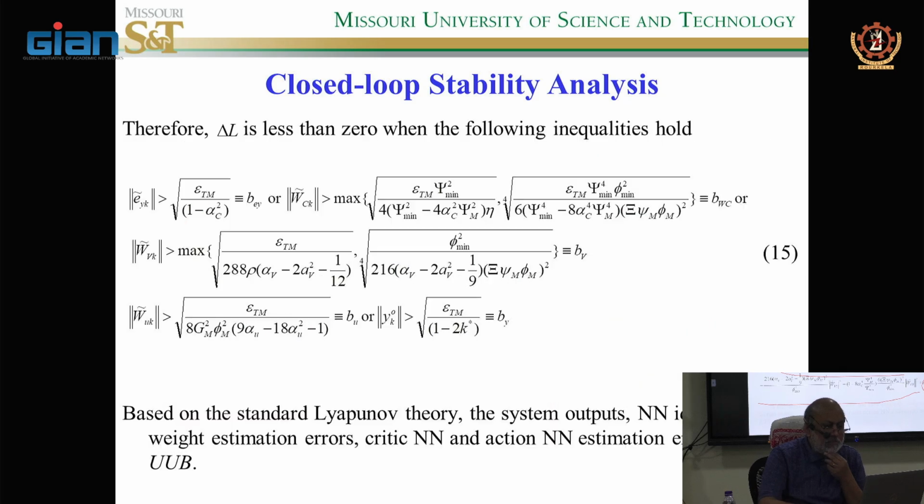Okay, so let's see if this makes sense. So here are the bounds. From there, I was showing that the error in the output is bounded, the identifier weights are bounded, the value function weights are bounded, the control input neural network weights are bounded, and the output is bounded. So all this is bounded, and basically we show that it's bounded in the mean, so basically everything is bounded.